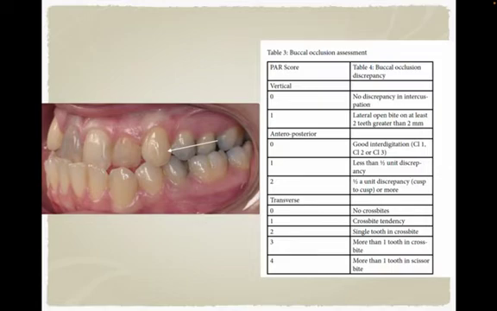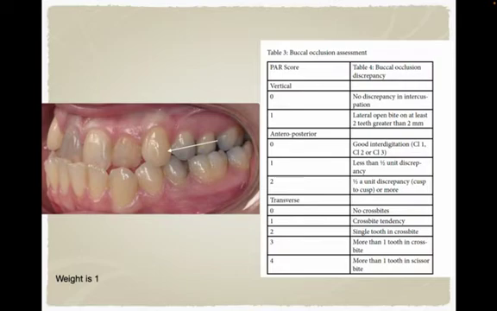And you assess it in 3 dimensions: vertical, anteroposterior, and transverse. So vertically, whether there's a lateral open bite or not. Anteroposterior, class 1, class 2, or class 3, half unit or full unit. And the last one is the transverse problem, whether there's a crossbite or not, crossbite tendency, and all of that.